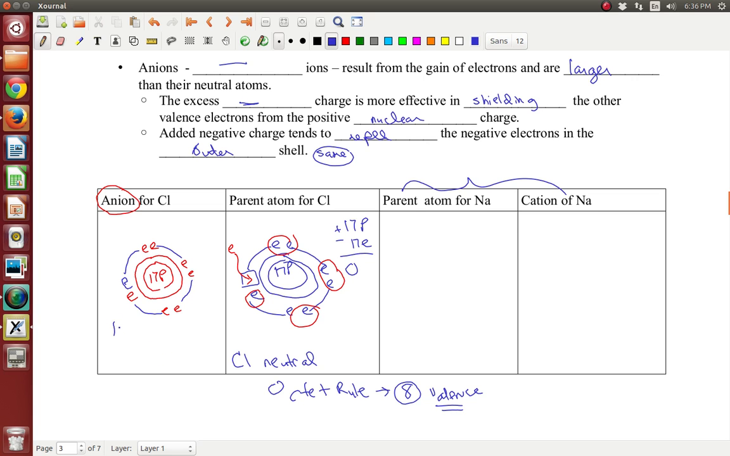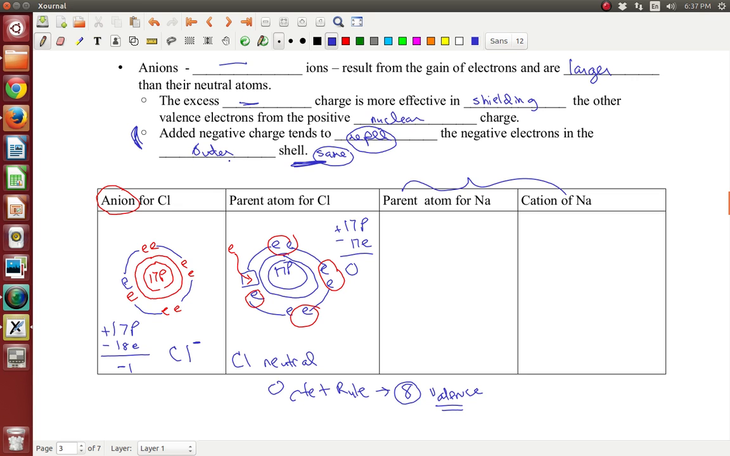It has now 17 protons, but it has 18 electrons. And when you add 17 positives and 18 negatives, you get a -1. So chlorine is a negative ion here. It's an anion. And this anion is larger than the neutral atom because of these things up here. Particularly, the electrons are repelling each other. So they're pushing away, making it bigger. And the electrons that push away have to be in the same shell.